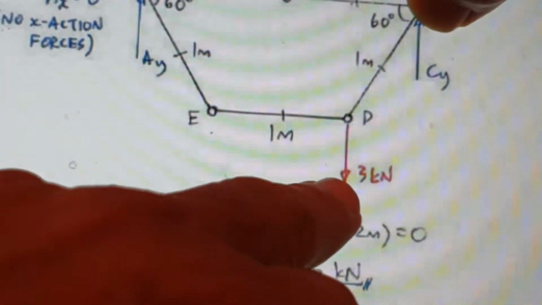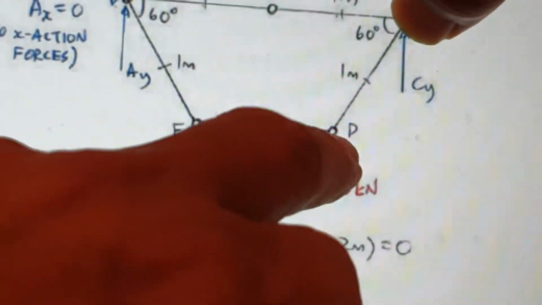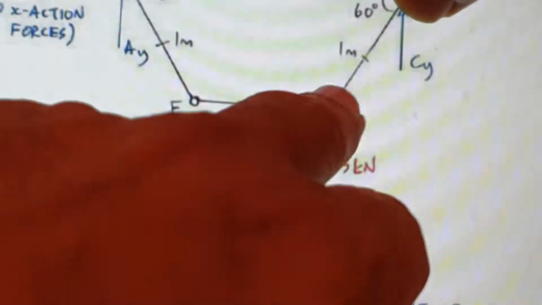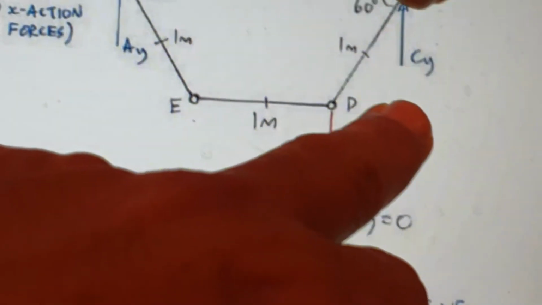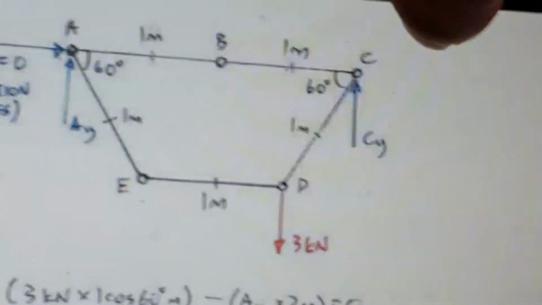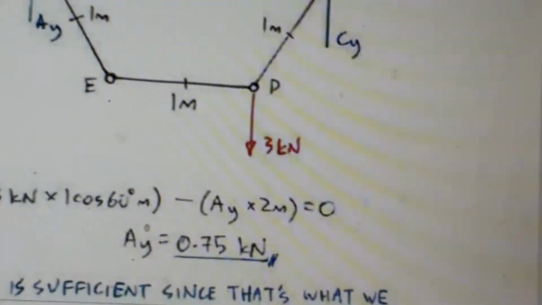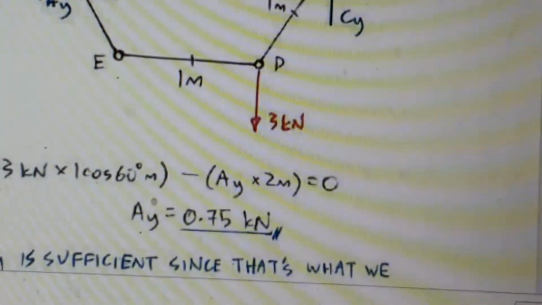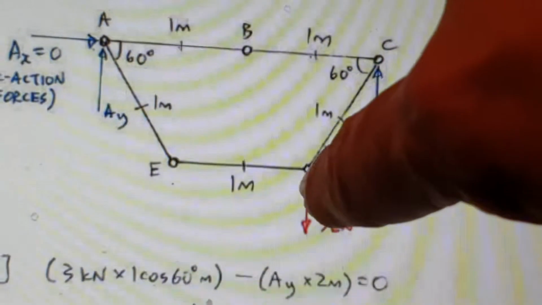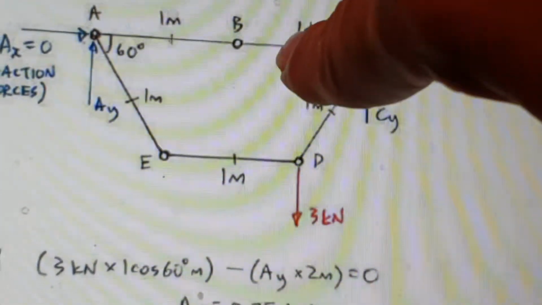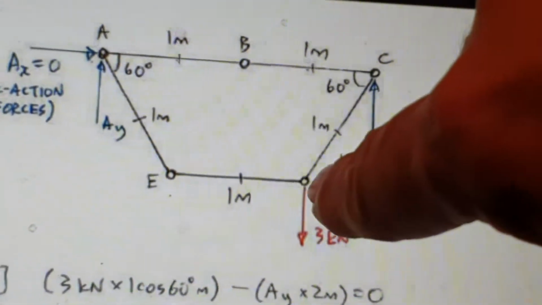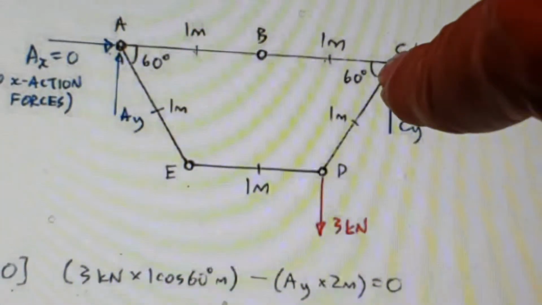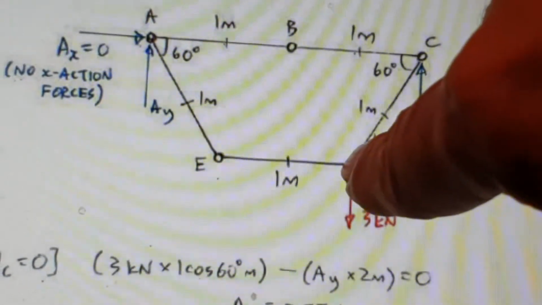What else? The other one is the 3 kilonewton. And remember, we need the perpendicular distance from C, which is how much? 1 meter? Oh, no, it's not 1 meter. You can see it here. If you do it like this, up. Okay, 1 meter is the whole thing from B to C. If you do it like this, up, remember, this is 1, and this is up.